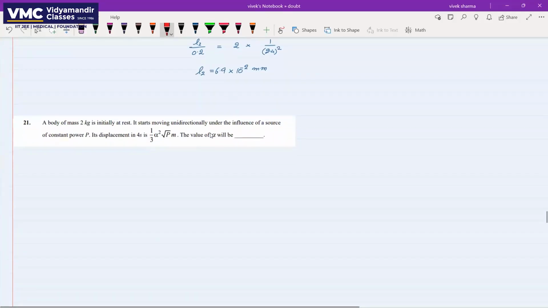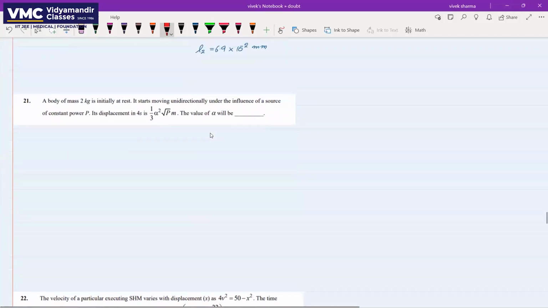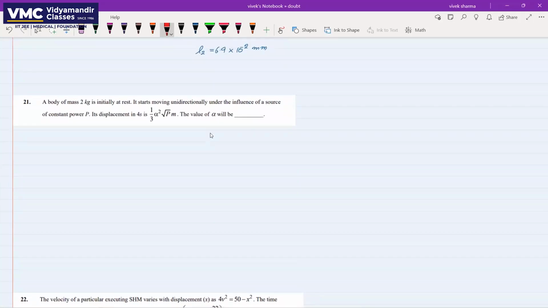Now moving to question number 21. Question number 21, work energy का question है. A body of mass 2 kilogram is initially at rest. It starts undergoing motion under the influence of a source of constant power. Displacement, and we need to find displacement and force.